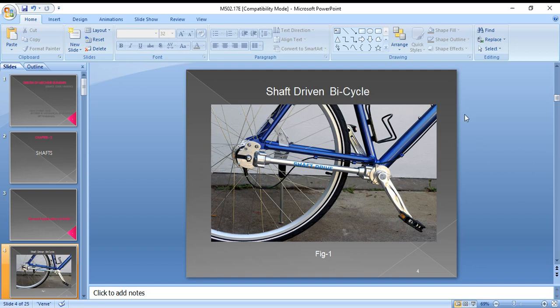So how does the front wheel move? Based on the rear wheel. Here is how the power is transmitted from the pedals to the wheel. We are using the shaft, which is used to transmit the power from the pedals to the wheel.